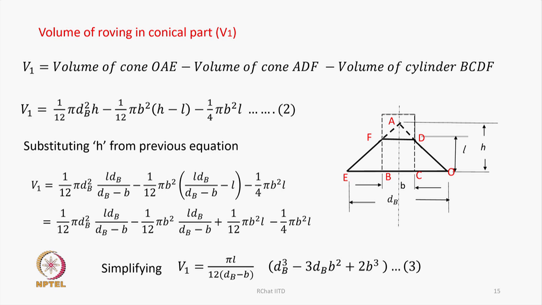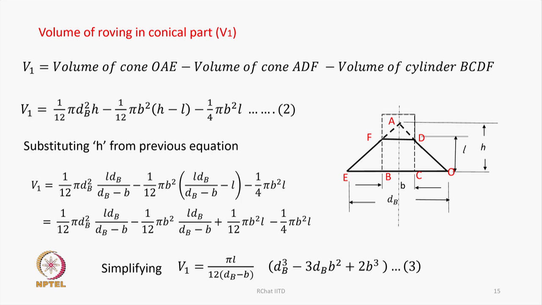In this conical part, the bottom part and top part are basically exactly the same. So, we are concentrating on only one part first, and the bottom part is going to be the same. If you look at the top part, then the volume of this cone in which we are interested, that is roving, will be the volume of the entire cone OAE minus the volume of the cone on the top part, where roving does not exist.